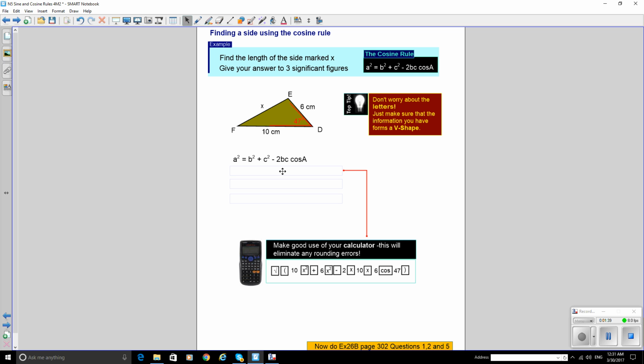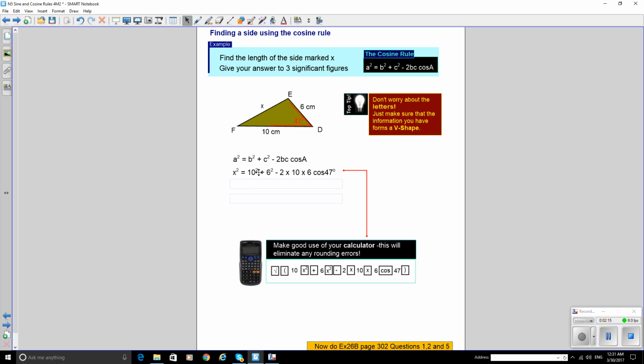So to start off with, as I said, forget about the letters, just substitute in the numbers. So instead of A, we've got X. Instead of B, we've got 10. Instead of C, we've got 6. And we just substitute these numbers in. For the angle A, we're talking about this angle here, 47 degrees. We'll put all that into the equation. It doesn't matter which way around you put the 10 and the 6. It doesn't matter which way around you put B and C. It makes no difference.